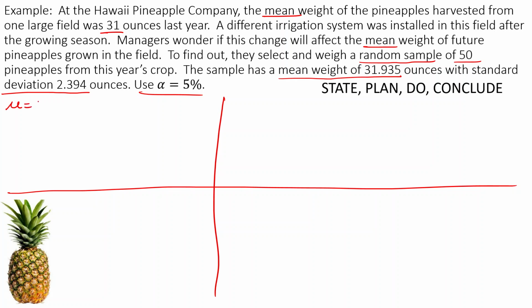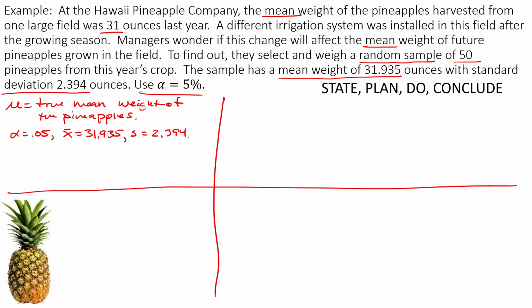So we're going to say our mean is the true mean weight of, I guess we can just say the pineapples. All right, it's in some particular field with some irrigation system, but to save time, we'll just say the pineapples. We've got alpha is 0.05, 5%. We've got the mean of the sample is 31.935. We've got the standard deviation of the sample is 2.394. And we've got that our sample size is 50. Hey, 50 is good. We like 50, nice and big.